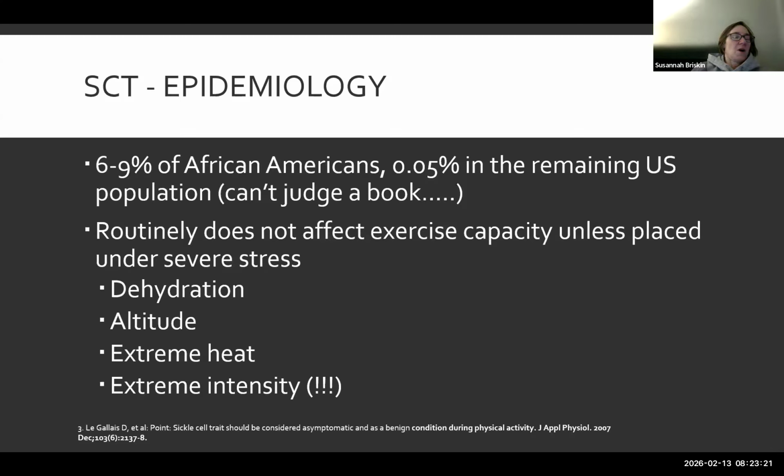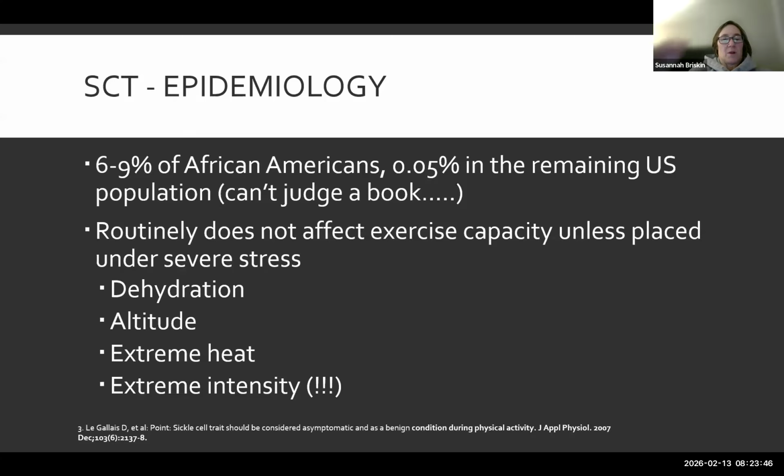And for people who are outside of the college sports environment, you have to remember that sickle cell trait can be a cause of collapse in anybody. So if you're covering a marathon and you see somebody collapse, regardless of their color, it's something that needs to cross your mind. Sickle cell trait routinely does not affect exercise capacity until you're under extreme stress.